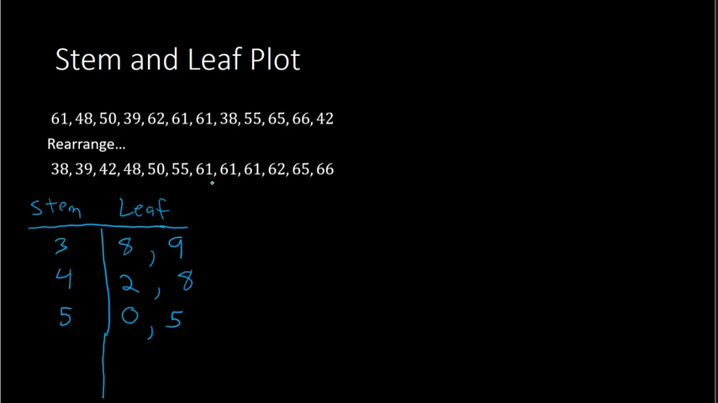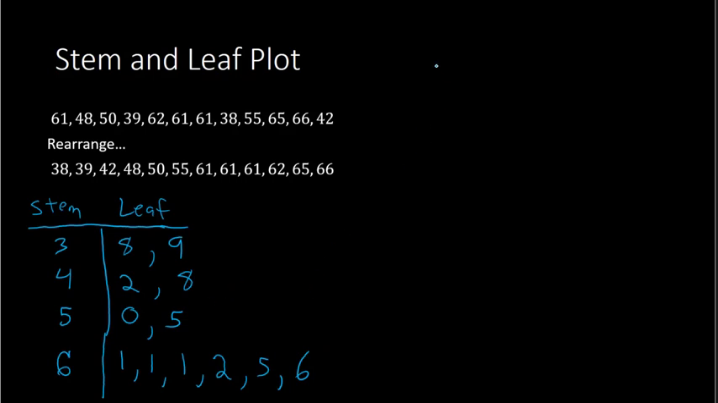Alright, and then we can do the same thing for 6. We have 61, 61, 61. So we have a 6 and then 3 ones. That means we have 61, 61, 61. And then 62, we already have the 6. We just now need a 2. And then 65, we need a 6 and a 5. And then 66, we need a 6. So right here, this would be my stem and leaf plot.